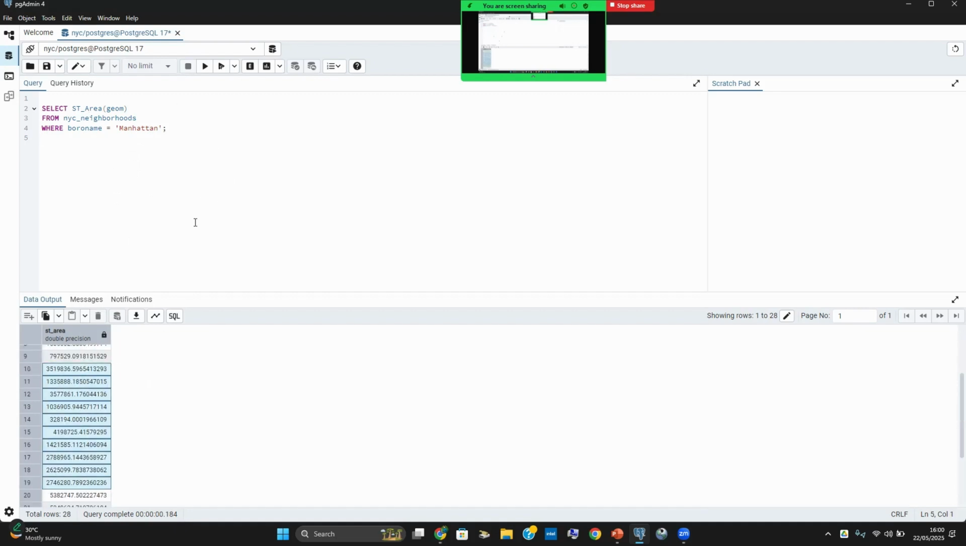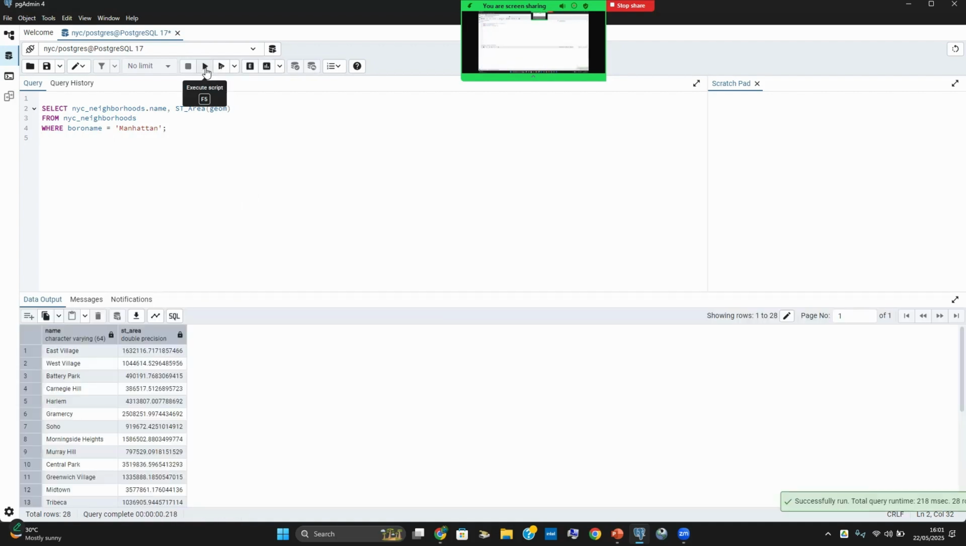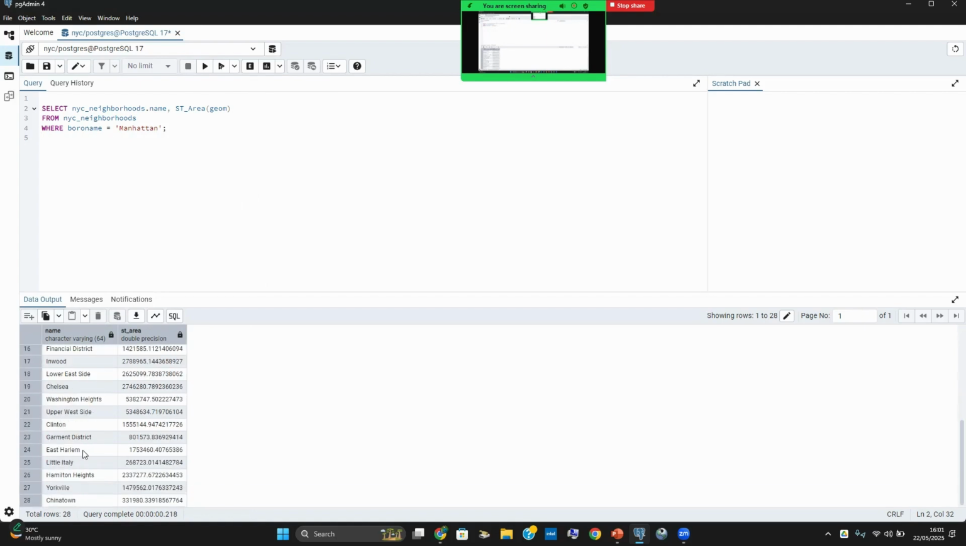So, again, you can quickly modify this to add in the name function. We're going to select the neighborhoods and the name of the neighborhoods, and we want to find their area. So what we're seeing here now are the names of the neighborhoods in Manhattan. And if you remember earlier, there should be 28. Yes, there are 28 neighborhoods.